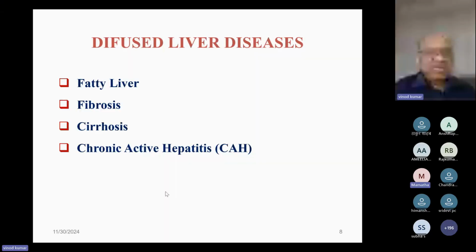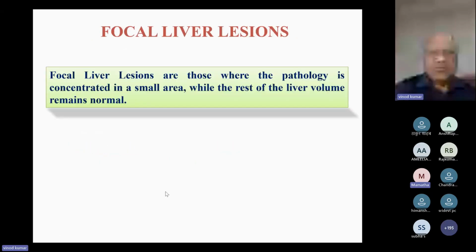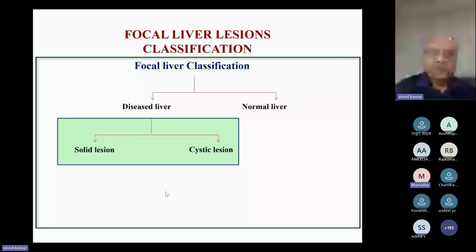Cirrhosis, and CAH, chronic active hepatitis. These are the four classes of diffuse liver. And similarly, for the focal liver, the pathology is concentrated in a small area, while the rest of the liver volume remains normal. So focal liver again has two classes, one disease, another one is normal liver.